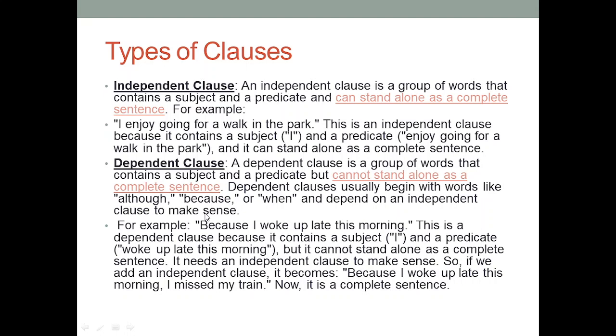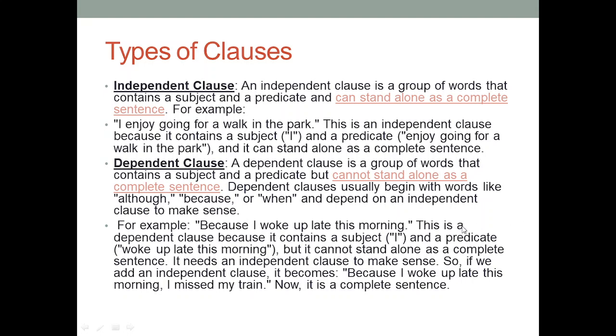I'm talking about a dependent clause. It cannot stand alone on its own, so it takes the help of an independent clause to make sense. Okay, we will understand more clearly with the help of examples. Because I woke up late this morning. This is a sentence. It is talking about a person who woke up late in the morning, but nothing more than that. There's some meaning. Yes, there's some meaning. He woke up late this morning, but nothing more than that. So we feel that something is incomplete.